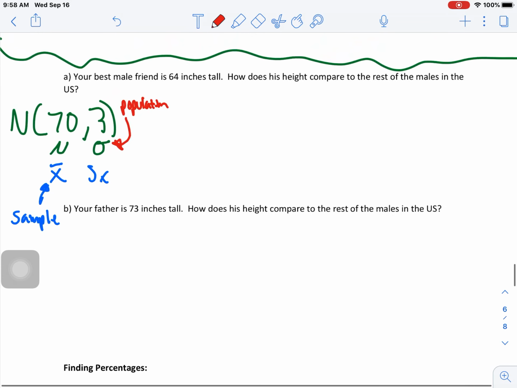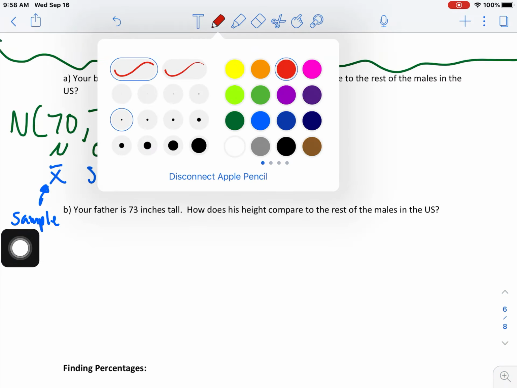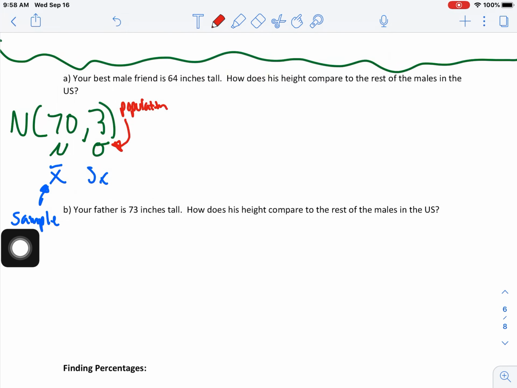All right, so here we have a normal model, and our average is 70, and we have a standard deviation of 3. Our best friend is 64 inches tall. How does his height compare to the rest of the males in the U.S.? Well, just by looking at that height, I recognize that this is 64, so that's 6 less than the average. The average is 70, and 6 is actually 2 standard deviations. So our friend is actually 2 standard deviations below, which would give him a z-score of -2.